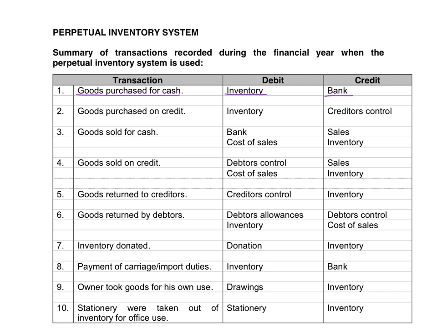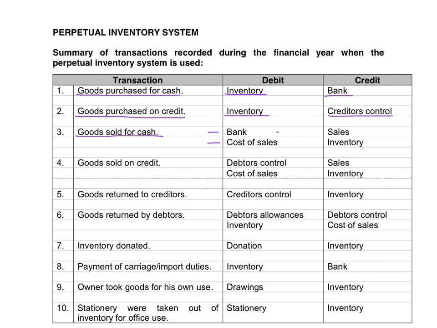If goods are purchased on credit, we buy from creditors, so my liability will increase on the credit side and my asset for inventory will increase on the debit side. If goods are sold for cash and we use the perpetual inventory system, we have to do two double entries. The one will be at sales price and the one will be at cost price.